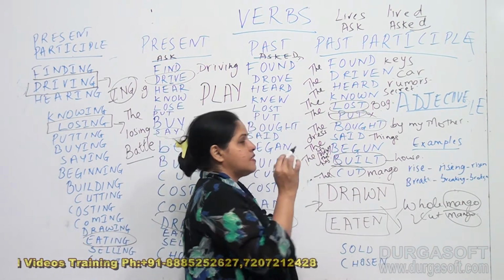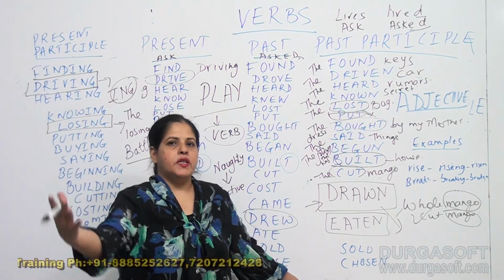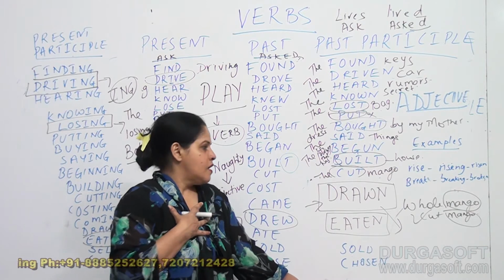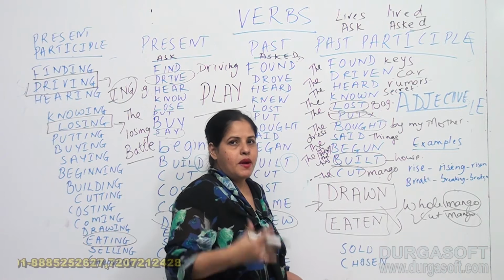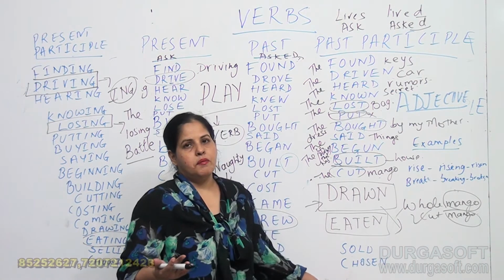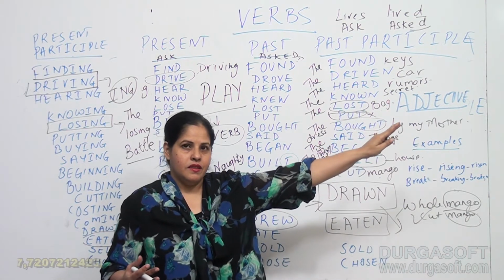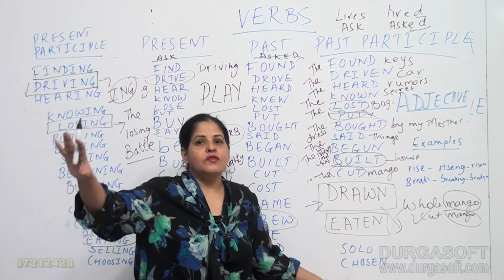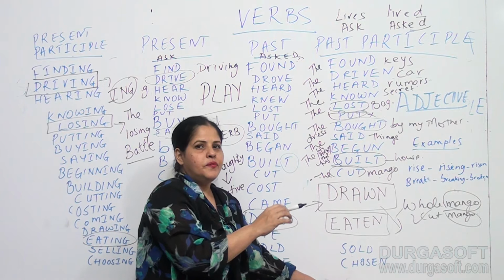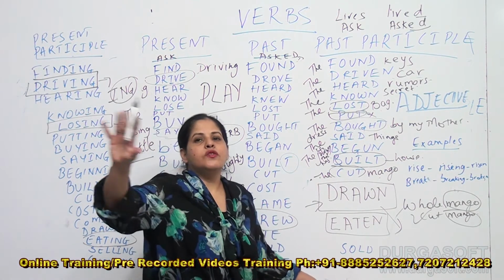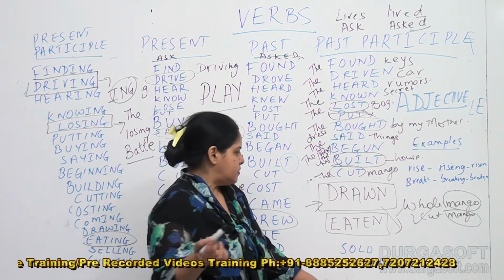Let's take the example of a picture. Now, one picture is bought, purchased at a shop. One picture is the one that I drew by myself. So, which picture am I talking about? The one on my left is the purchased picture and the one to my right is the drawn picture. So, the purchased picture which I bought and the drawn picture. Drawn here is the past participle.